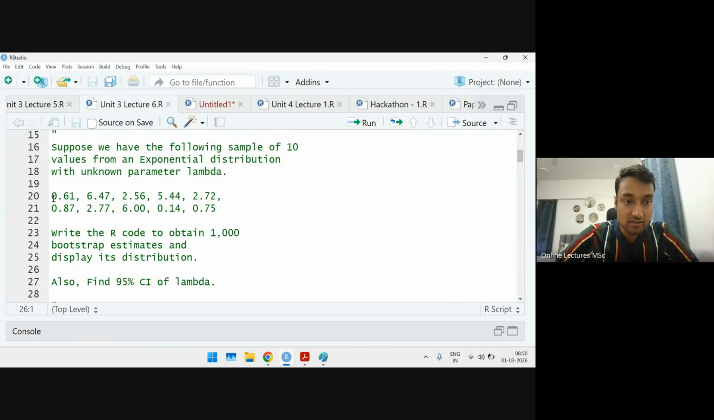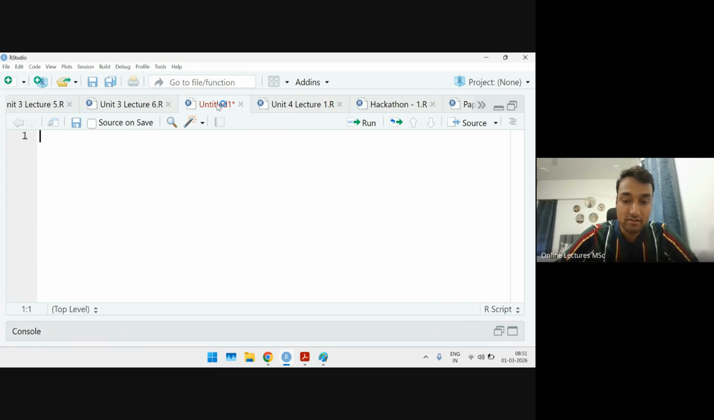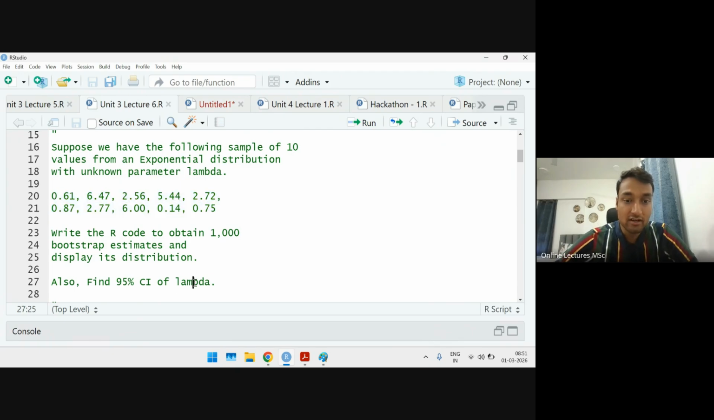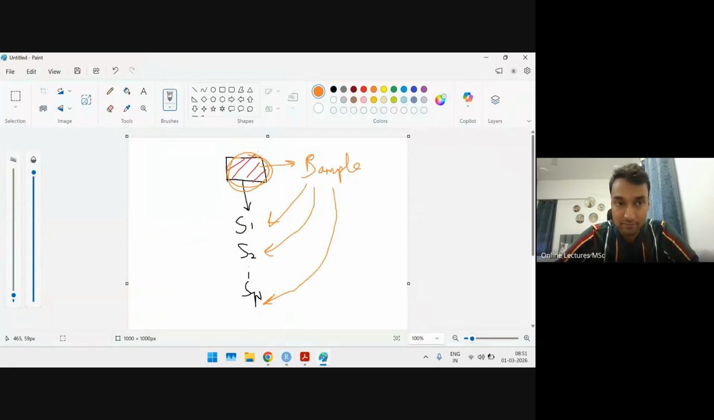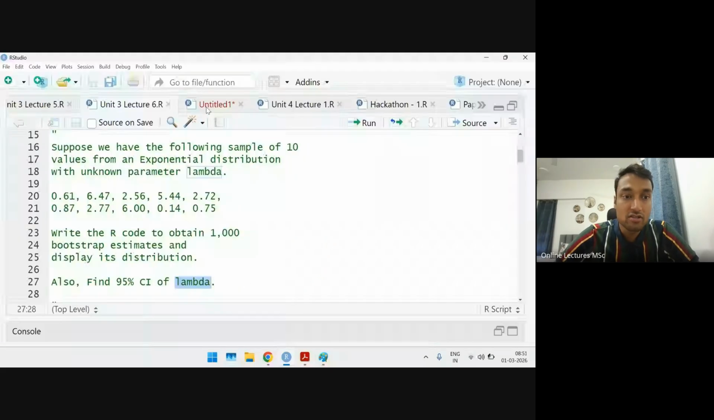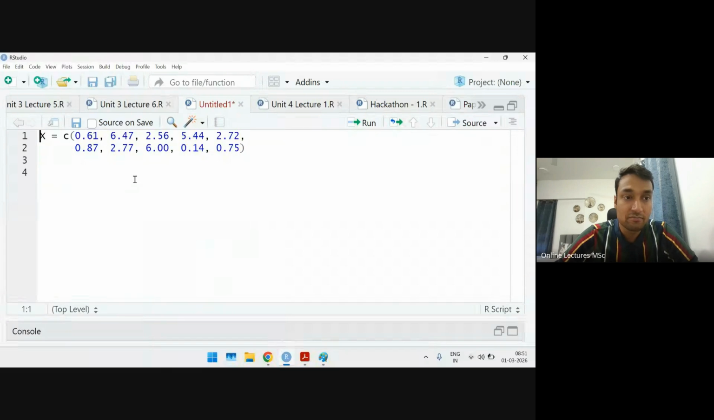So this is nothing but my sample observation. I'll just quickly copy paste them here. So let's say these are my X observations in my sample. The question talks about creating a distribution with respect to lambda, and they have mentioned 1,000 bootstrap estimates, which means that I have to draw 1,000 samples from the original sample. So tell me, how do I draw a sample from a sample? How do I draw a simple random sample with replacement? Which function do I use? Sample. Very good. Use the sample function.